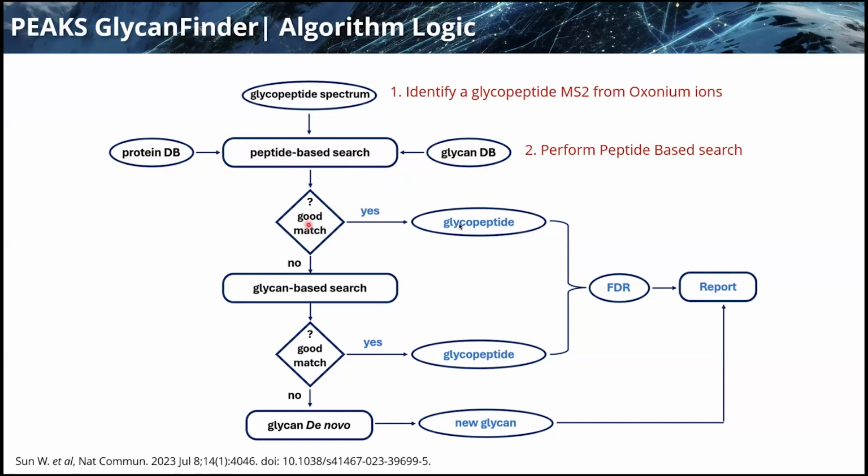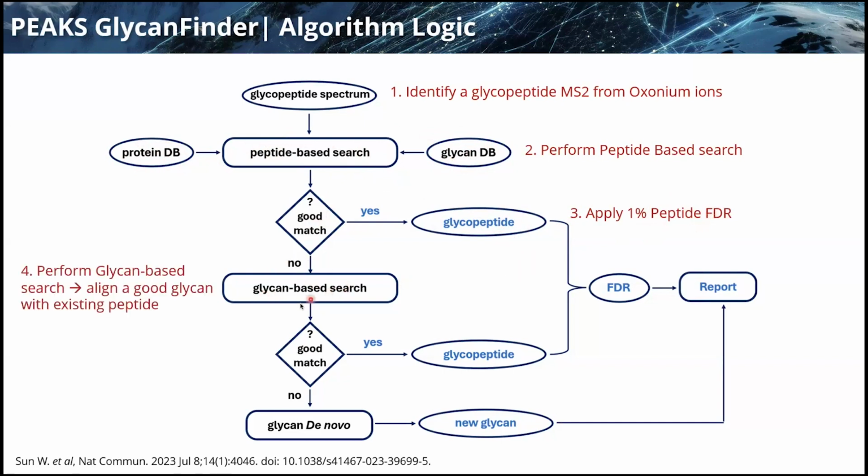If we have a good match, then we move these glycopeptides forward and apply, say, a 1% peptide FDR control. Now, the rest of the MS2 spectra, those where we did not find a good peptide and a glycan, are moved forward to what we call a glycan-based search. Here, typically, we have poor peptide fragmentation.